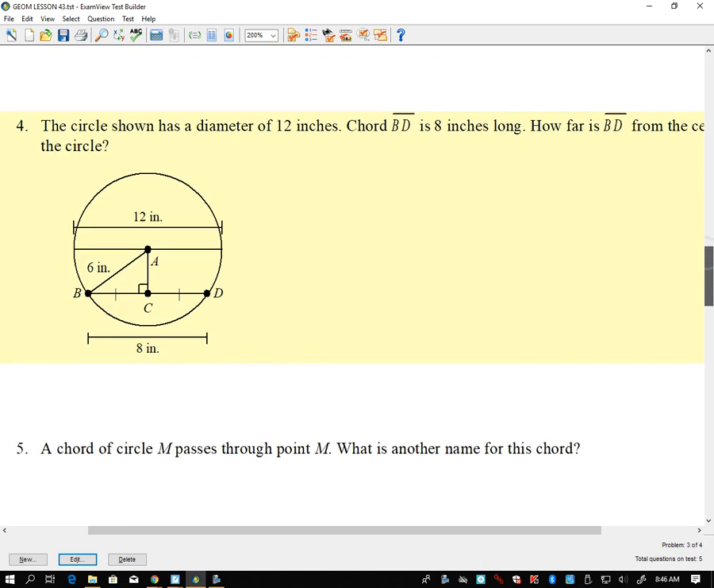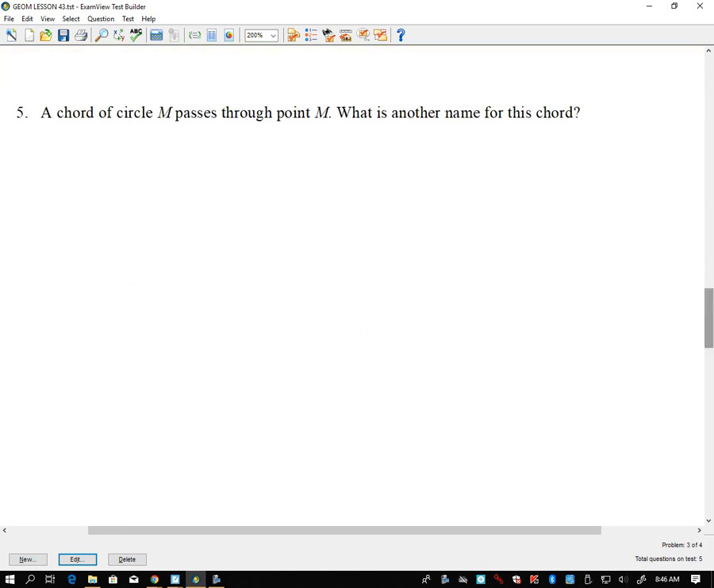Okay? Now, on number 5, it says a chord of circle M passes through point M. A chord that passes through the center of the circle is called a what? A diameter. Okay? All right.